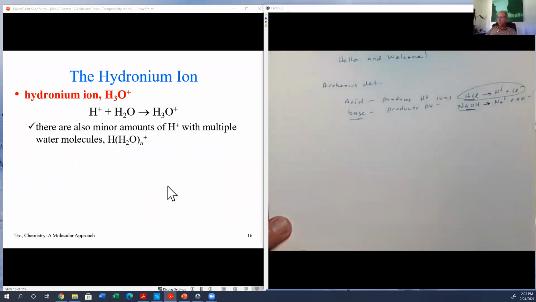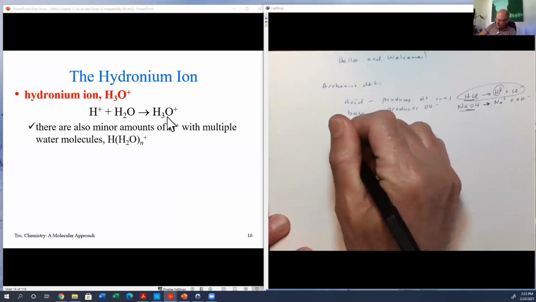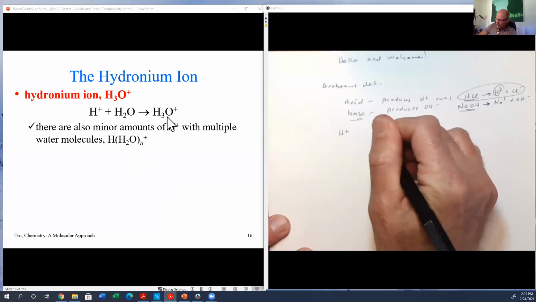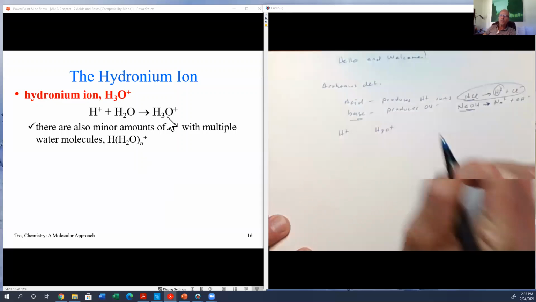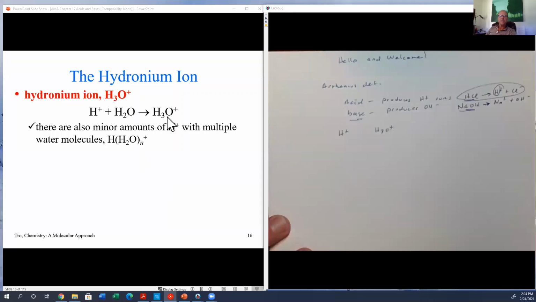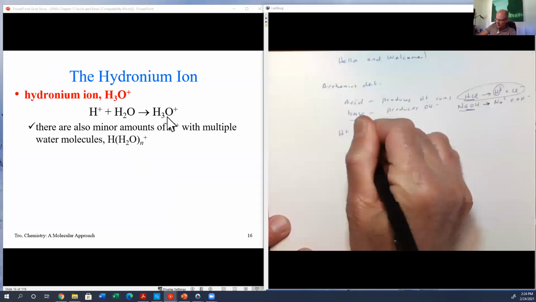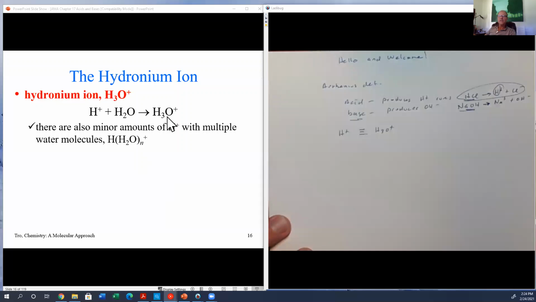Now, H plus on its own does not really exist in water. It actually will associate with a water molecule and form H3O plus. So a lot of times chemists will write H plus or H3O plus, and those are both essentially the same thing. Those are completely equivalent to one another. If you see H plus, that really means H3O plus, because it always exists as H3O plus.